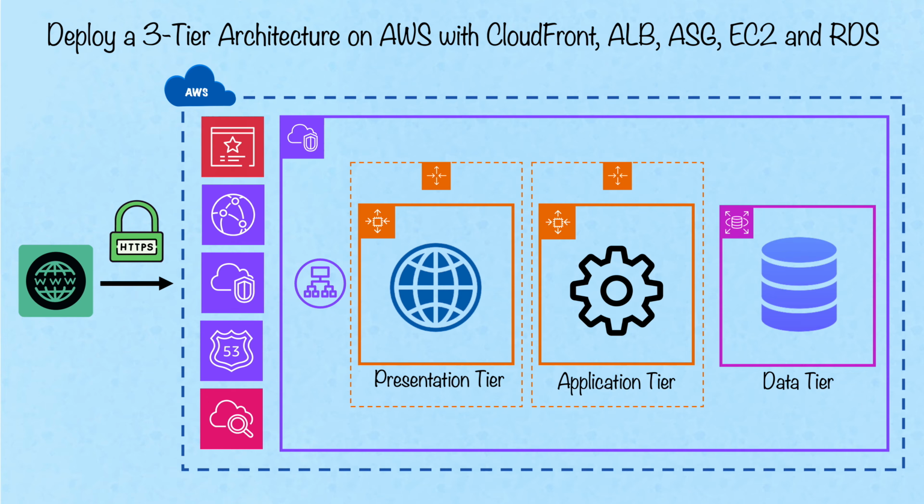Additionally, we'll integrate CloudWatch to centralize application logs, enabling efficient troubleshooting, performance monitoring, and optimization. With CloudFront, application load balancers, auto-scaling groups, EC2 instances, RDS, and CloudWatch in place, we'll create a robust and scalable 3-tier architecture capable of handling fluctuating workloads while providing valuable insights into application performance. So, let's dive in and start implementing our 3-tier architecture.